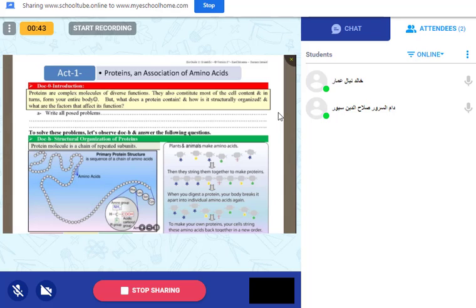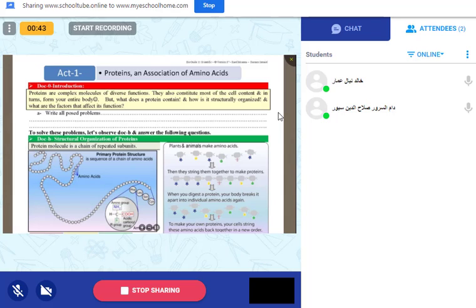We say in the introduction that proteins are complex molecules of diverse functions. So they have many functions in the body, and they are not simple molecules, they are very complex molecules. They also constitute most of the cell content and in turn form your entire body. Every single cell contains a large number of proteins with different tasks. That's why a large part of the body contains proteins, like the muscles and many other organs.